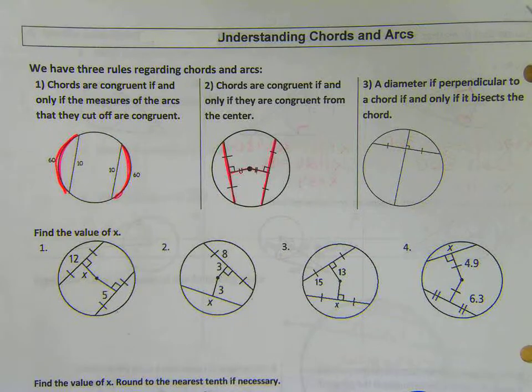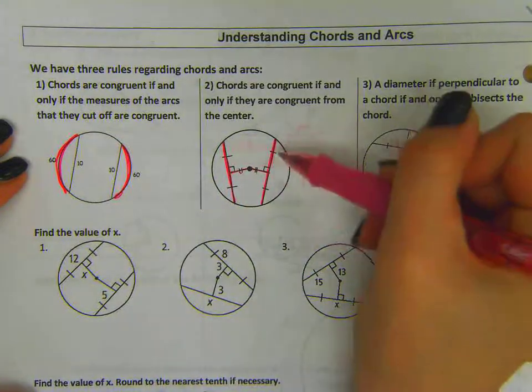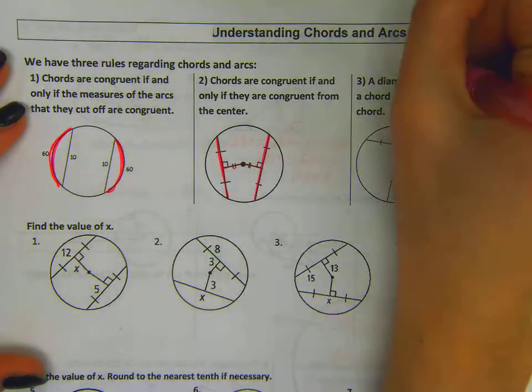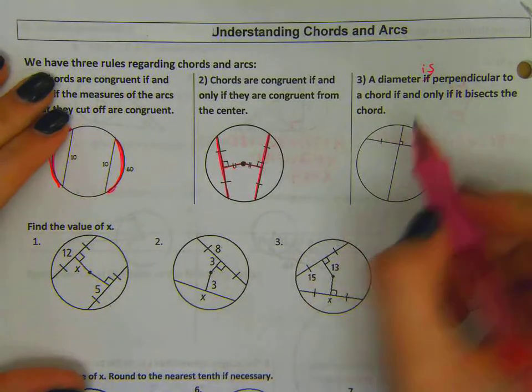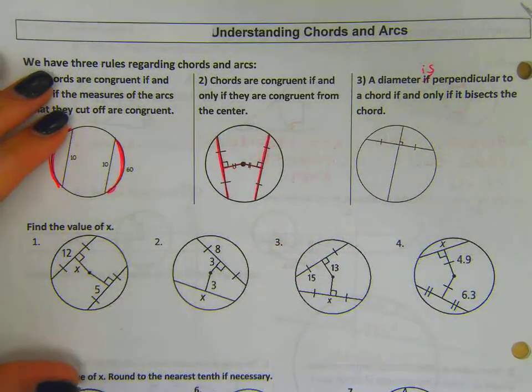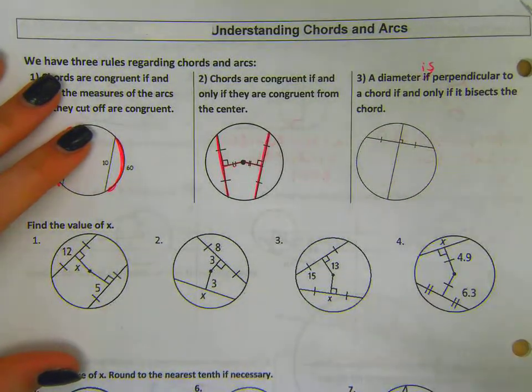Backwards direction, if the chords are congruent from the center, if these 2 pieces are marked as congruent, then the chords are marked as congruent as well. Rule number 3 states that a diameter is perpendicular to a chord if and only if it bisects the chord. So another biconditional. So if a diameter is perpendicular to a chord, then it bisects the chord. If a diameter bisects the chord, then it is perpendicular.